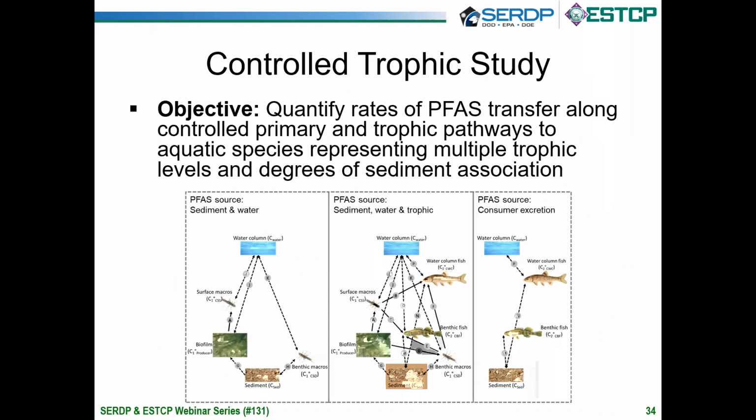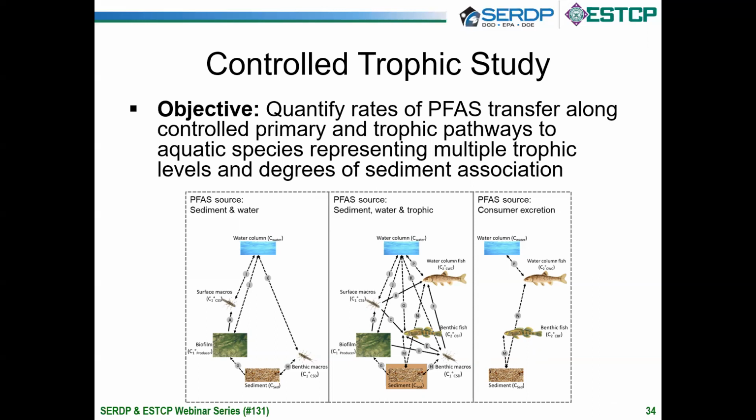So the third study is a controlled trophic study led by Dr. Dan Spooner. The objective here is to quantify the rates of PFAS transfer along controlled primary as well as trophic pathways to aquatic species representing multiple trophic levels. The controlled pathways that we'll be targeting include uptake, trophic transfer, and excretion.